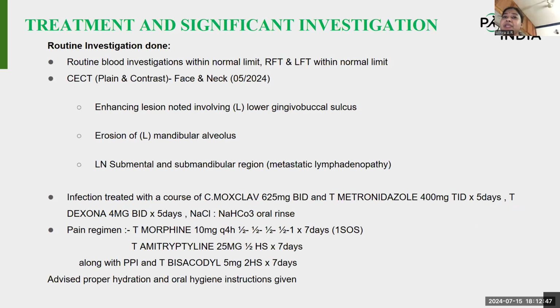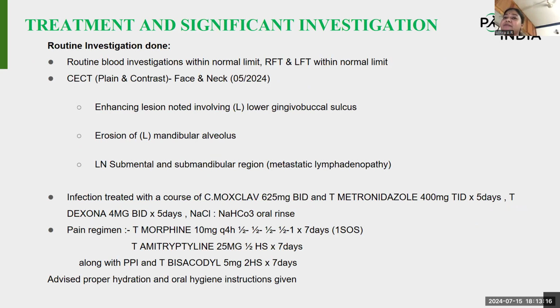Coming to routine investigations, the routine blood examination was within normal limits. RFT and LFT were within normal limits. CT explained the extent of the lesion. There is also erosion of the mandible with metastatic lymphadenopathy. There was slight erythema and edema of the submental and submandibular region indicating slight infection.